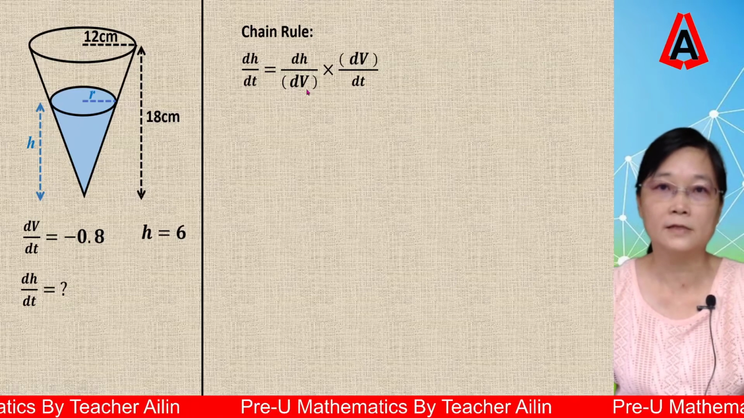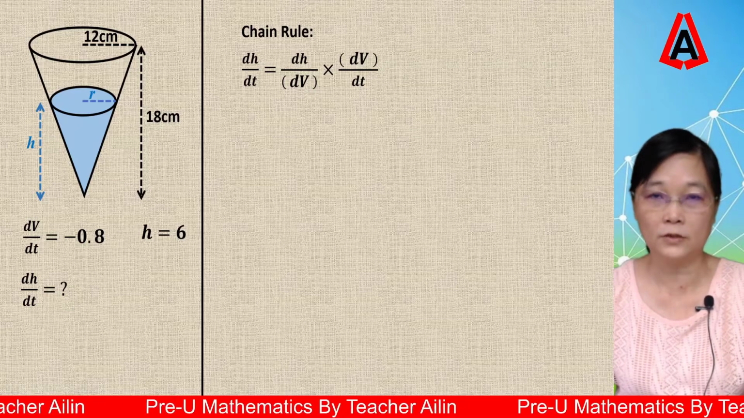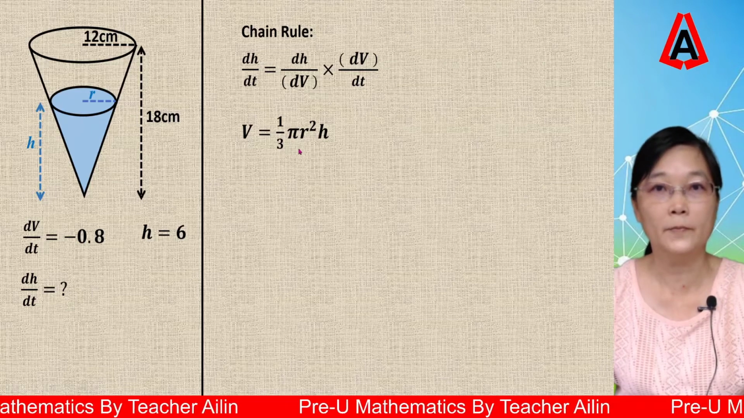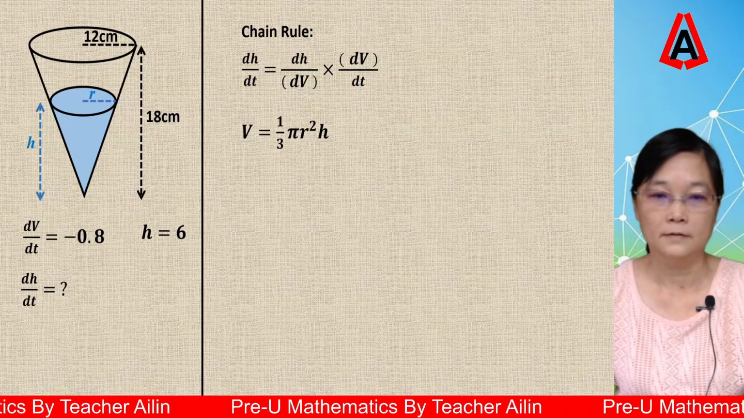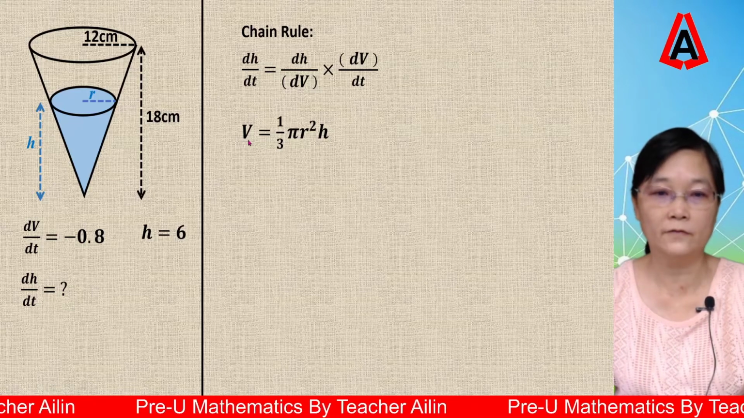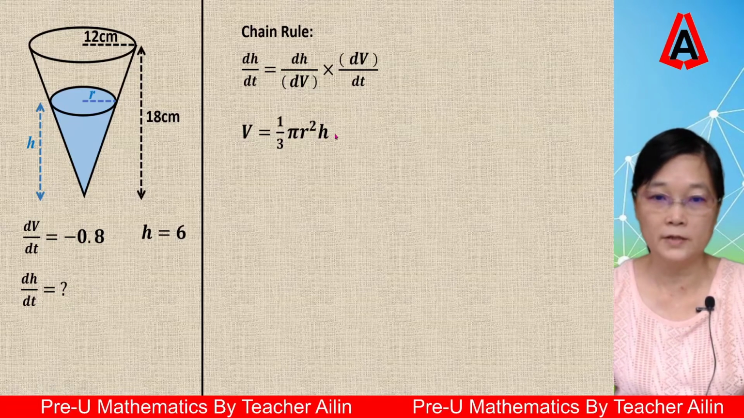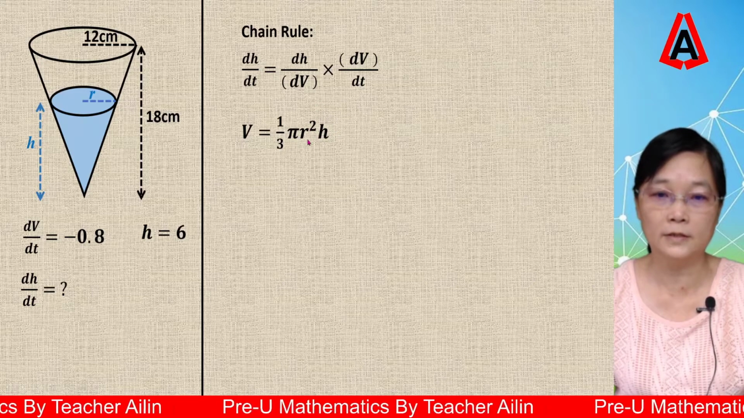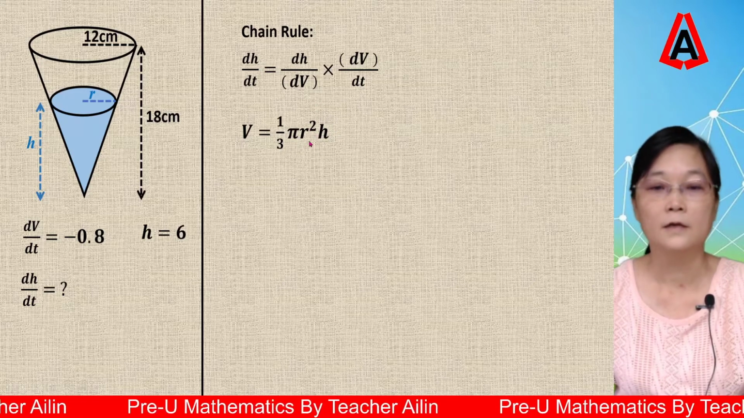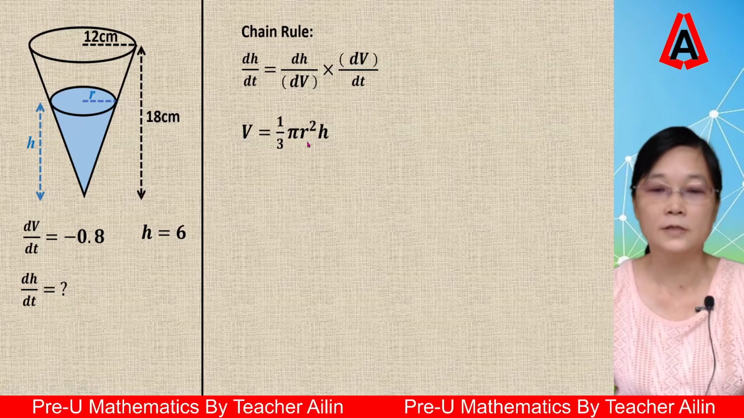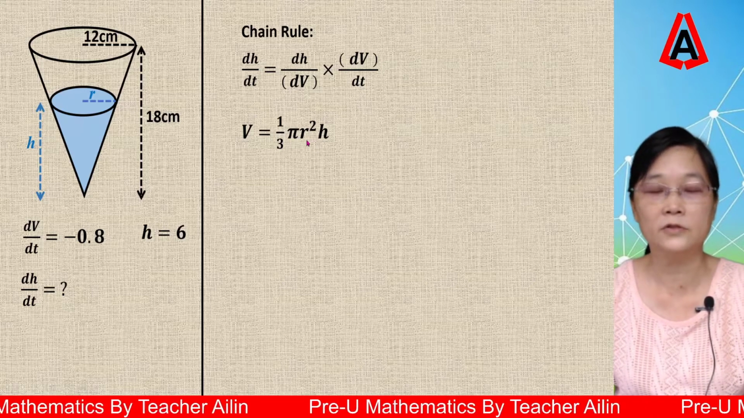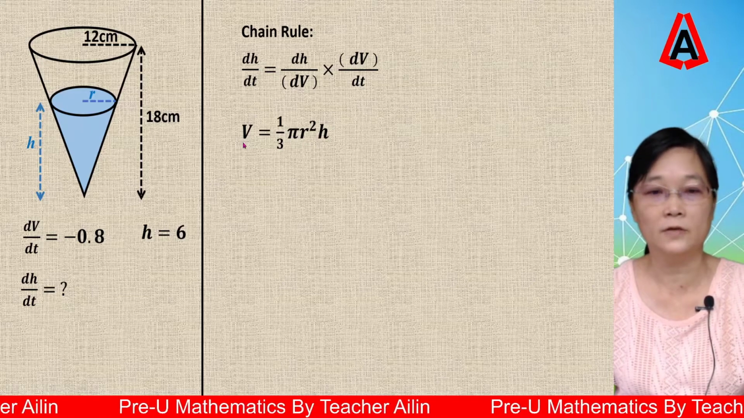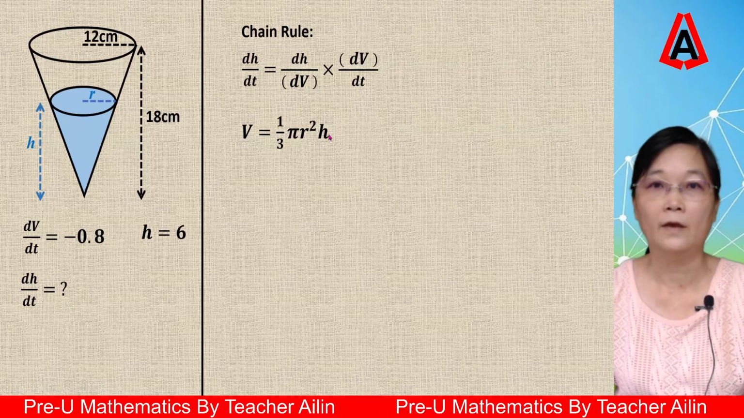Since V is the volume of the water in the cone, V is equal to 1/3 πr²h. Now I try to differentiate V with respect to H, but I found that there is another variable in the equation, that is R. So before I can differentiate, I'm going to change R in terms of H, such that I can differentiate V with respect to H.